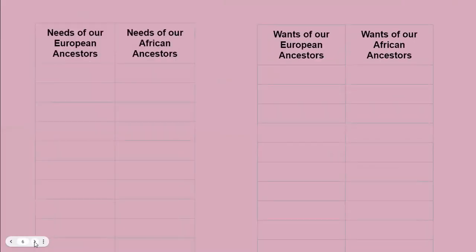All right, so after you've watched the video, I would like you to make tables like these. You're going to have a column that says needs of our European ancestors, another column that says needs of our African ancestors. Then you're going to make two more columns, wants of our European ancestors and wants of our African ancestors. So you're going to list them under the correct headings.